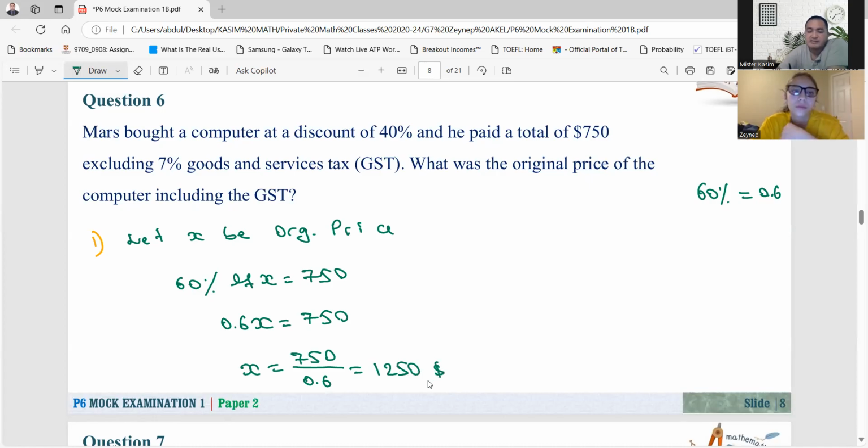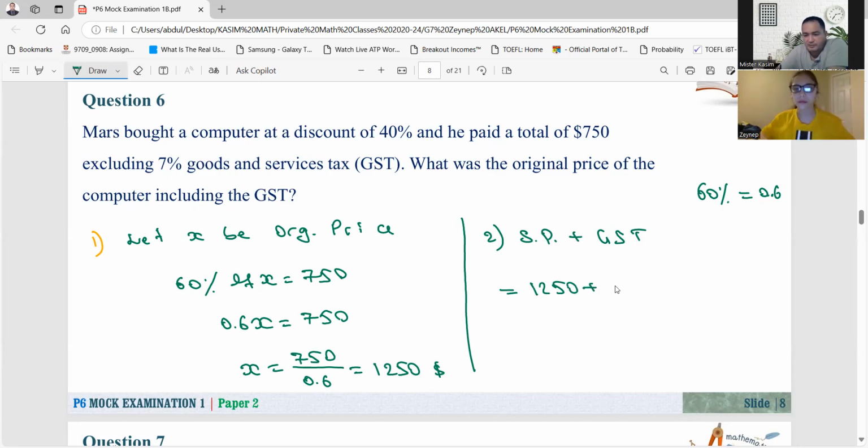So $1,250, that is the sale price of the computer, right? But the question is asking what was the original price of the computer including the GST. So now the second step: the selling price plus GST. Selling price is 1,250 plus 7% tax. That is 1,250 plus 0.07 times 1,250, equal to what?